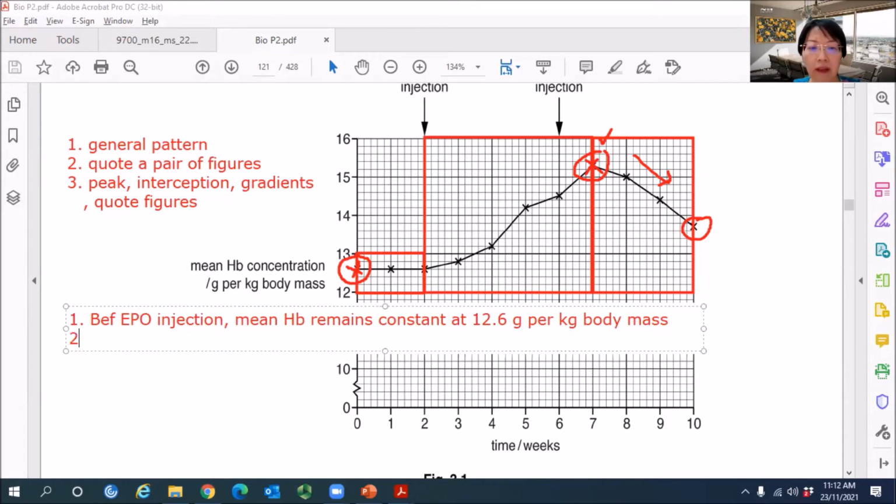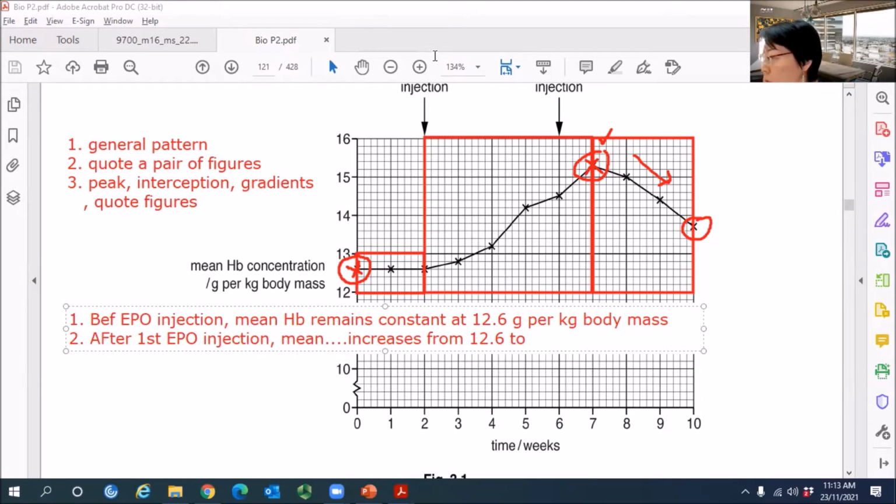Right, so then after that, general statement again. After first EPO injection, the mean hemoglobin increases from what value to what value? So 12.6, isn't it? Thank you, Yung Yun. So plus 2 marks. So what is the next value there? Sufyan?